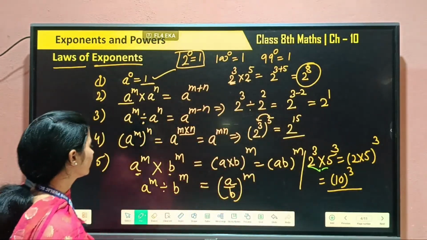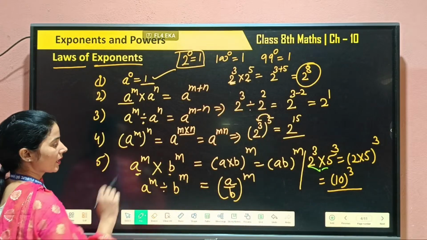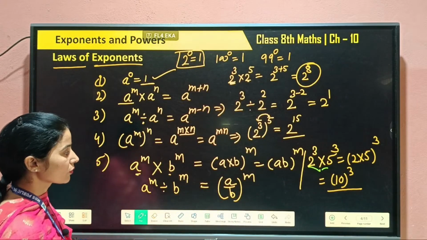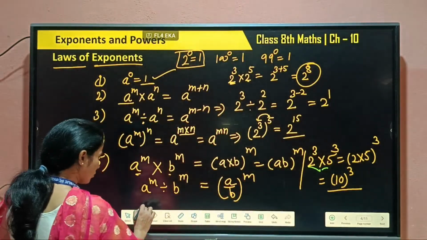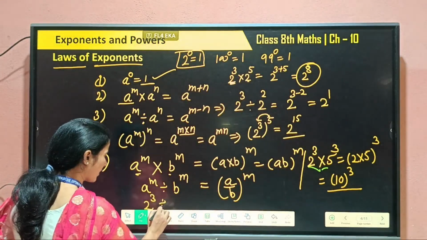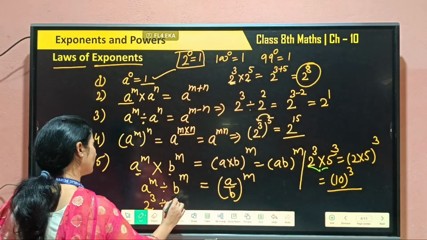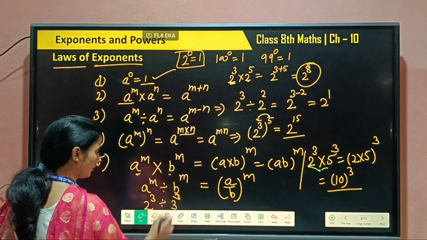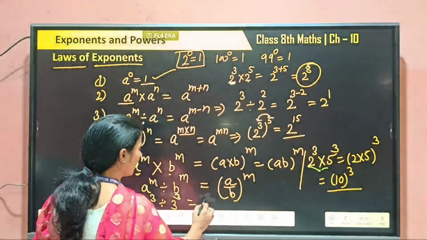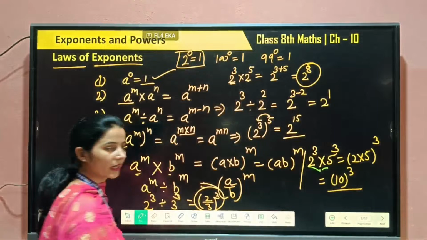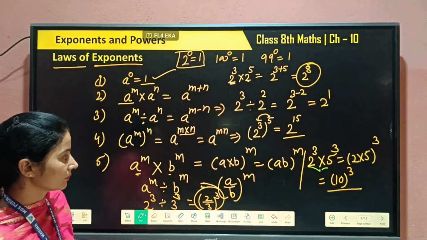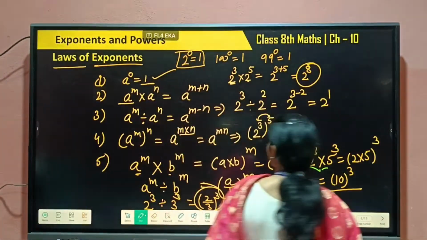What is next? A raised to power m divided by b raised to power m is equals to a by b its power m. Consider it is 2 raised to power 3 divided by 3 raised to power 3, you can write, then it will be 2 by 3 whole power 3. 2 by 3 and its whole power 3. These were laws of exponent.